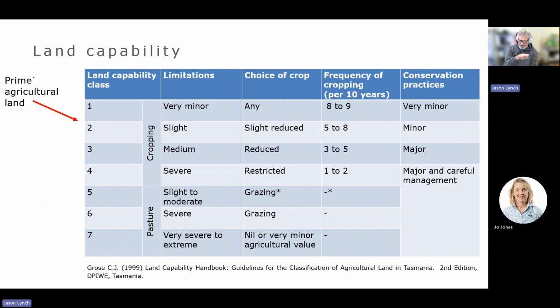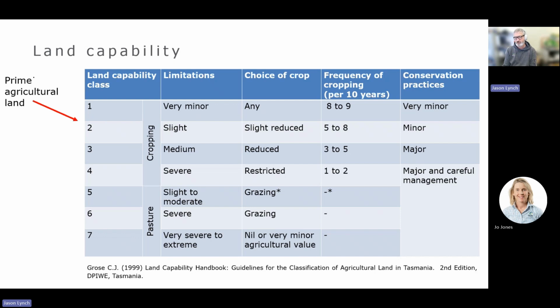So have a look at Class 5. That is defined as the break between land that's suitable for cropping and land which is only suitable for grazing. Certainly in the last 10 to 15 years, there's been a significant expansion of irrigation in Tasmania, and it's moved into Class 5 soils. People are successfully cropping Class 5 ground. However, in order to do this, it will require major and careful management.